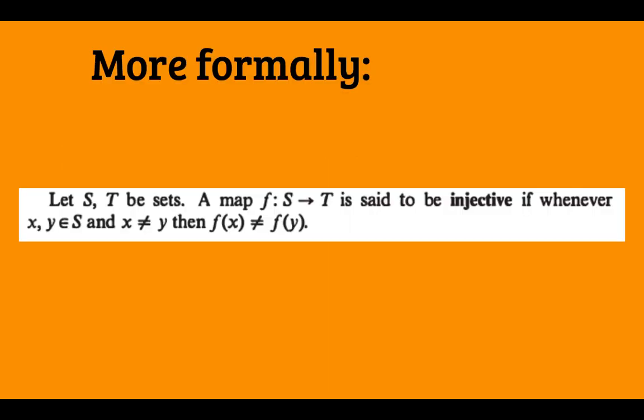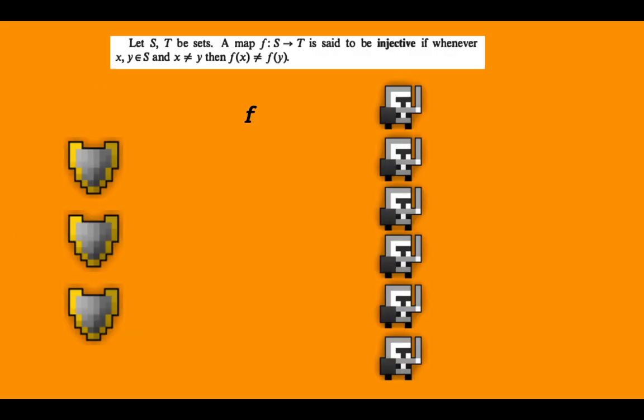So let's get into a more mathematical definition. So we have here a map F from S to T, so from our augmers to knights, said to be injective if whenever x and y in our augmers, whenever we have two augmers, and they're not the same augmer, x is not equal to y, then the knight corresponding to the augmer is not the same. So, what does that mean?